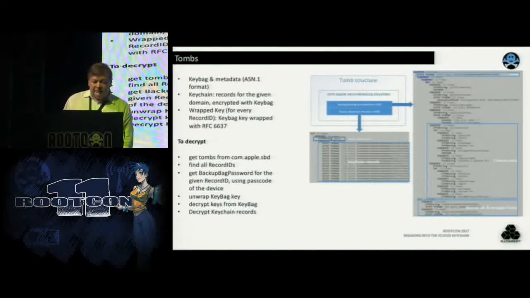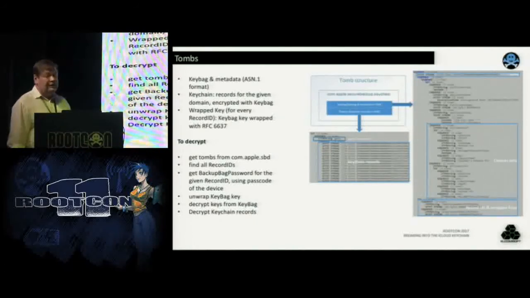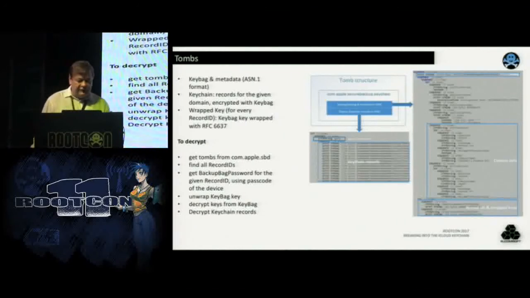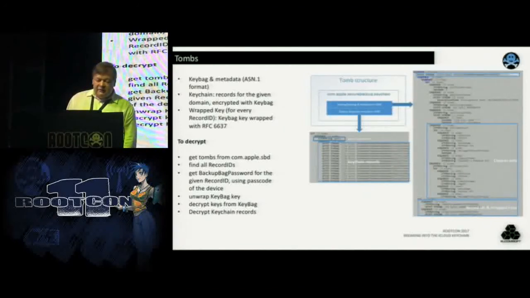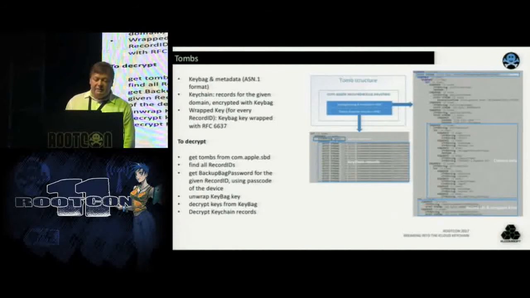It's wrapped with a key. The wrapping is performed using RFC 6637. And to decrypt every record from the top and so get access to the data stored in the iCloud keychain, you first get the list of the records from the Apple SDD daemon. Then you find all record IDs. Then you get a backup password for the given record ID, for every record ID, using the passcode for the device. Then you unwrap the key bag key using the same RFC again.